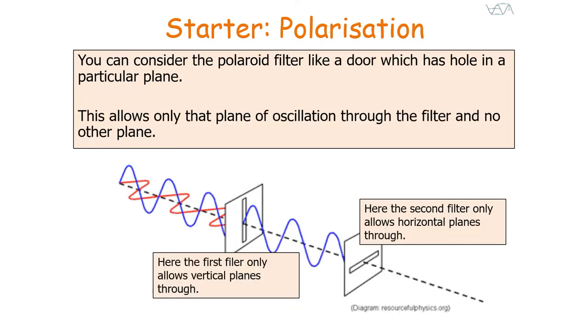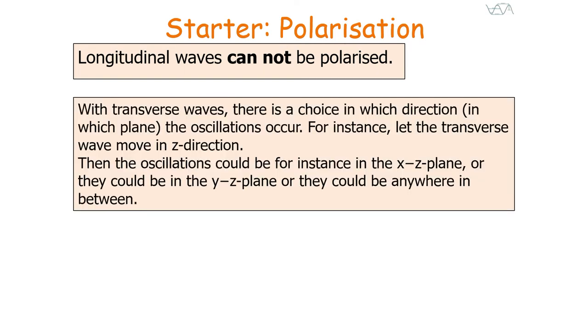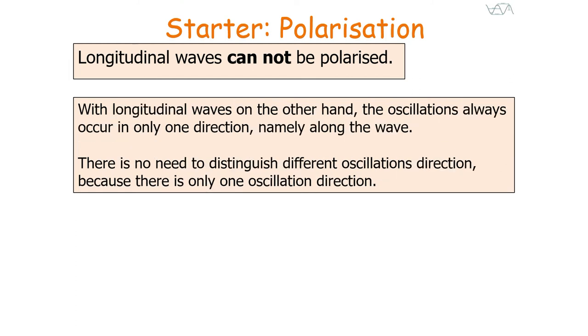So you can consider a polaroid filter like a door which has a hole in a particular plane, so it only allows that plane of oscillation through the filter and no other plane. Now, longitudinal waves cannot be polarized, because with a transverse wave there's a choice in which direction the oscillations occur. So the oscillations could be in the XZ plane, the YZ plane, or anywhere in between. Now, with longitudinal waves, the oscillations only occur in one direction anyway, parallel to the propagation. So there's no need to distinguish between different oscillation directions, because there's only one oscillation direction.